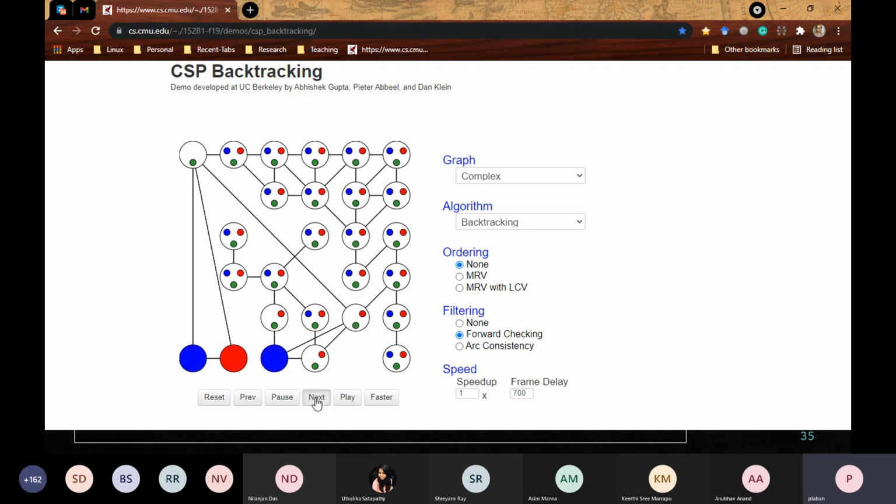Now let us assign red here. So as we assign red here, this becomes green. Now you see that there is a problem, right? But forward checking does not see that. Forward checking will go on assigning the values, though we see that there is a potential problem. Yeah, is there any question?